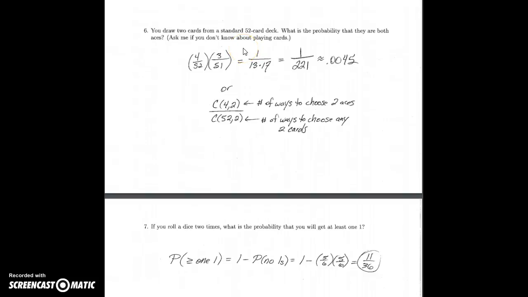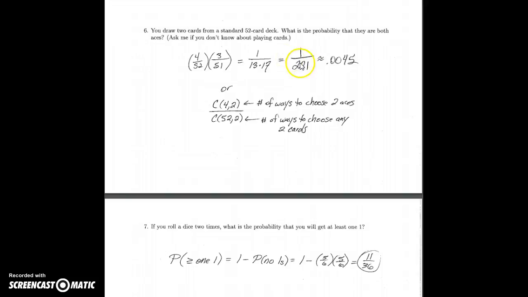Okay, drawing 2 cards, probability they're both aces. Well, in our first draw, we have 4 out of 52 of the cards are aces. And then after that first draw, we only have 51 cards remaining. 3 of them are aces. So if we want to get another ace, it's 3 out of 51. That's one way to get your answer. And this would be a fine answer there.